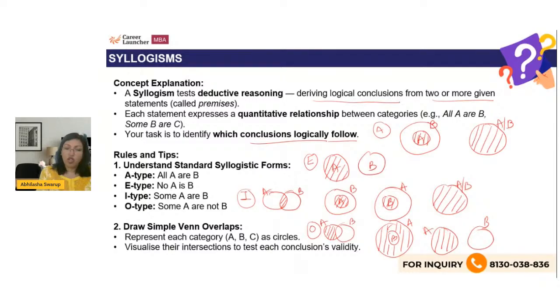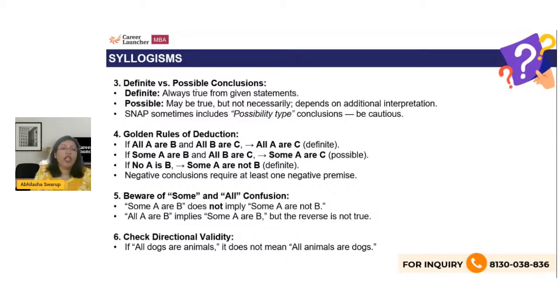So draw, then visualize their intersections to see if a conclusion is valid. Remember, a conclusion is valid only when it is valid for all possibilities of a particular question. So definite will always be true. Possible may be true, but not necessarily. Some questions ask possibility type of questions. So be careful if the question says may be possible, might be possible, or is a possibility. Then you can take something that is possible. Otherwise, you will look for definite answers.